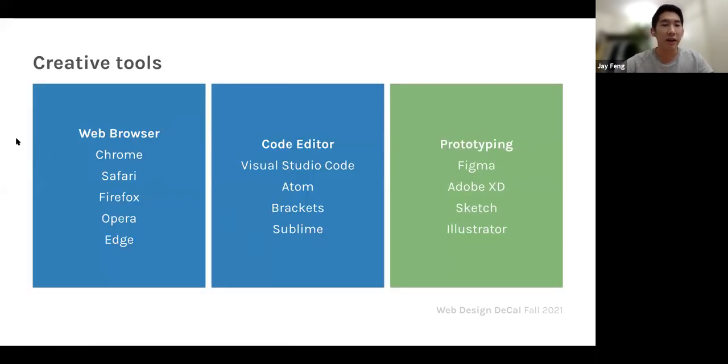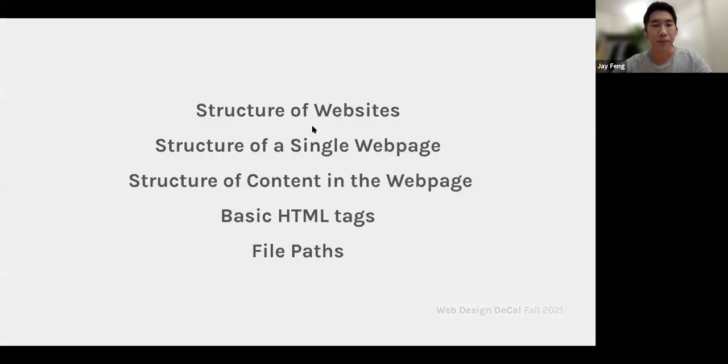Okay, so getting started. In this class, we'll use a couple of different creative tools. We'll use a web browser, which could be Chrome, Safari, Firefox, Opera, or Edge. Again, for this class specifically, we'll be using Chrome. We'll also be using a text editor, and we prefer Visual Studio Code, and a prototyping tool, where we prefer to use Figma.